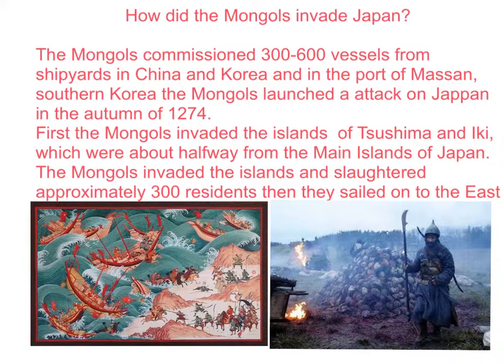First, the Mongols invaded the islands of Tsushima and Iki, which were about halfway between the mainland islands of Japan and southern Korea. The Mongols invaded the islands and slaughtered approximately 300 residents, and then they sailed on to the east.